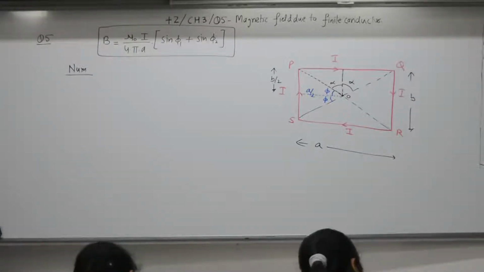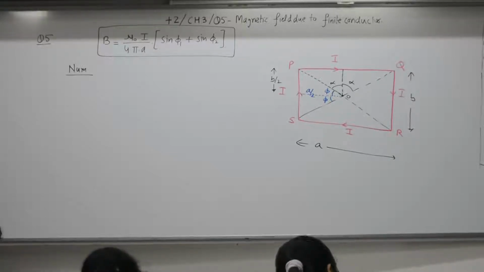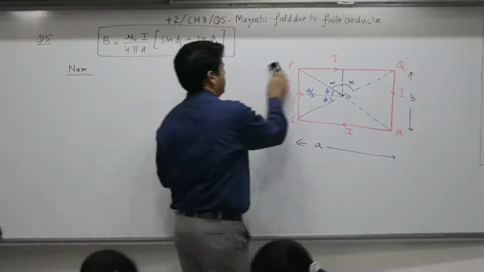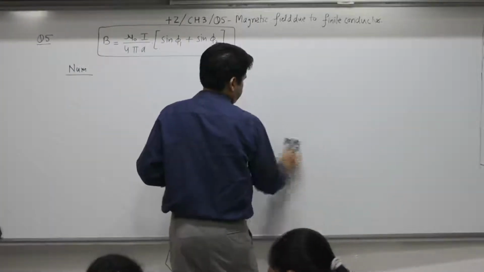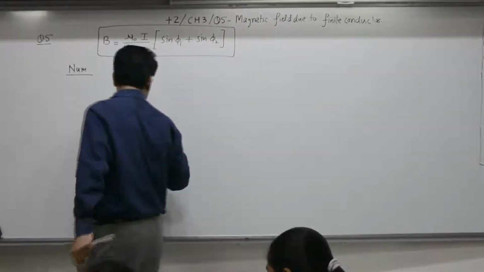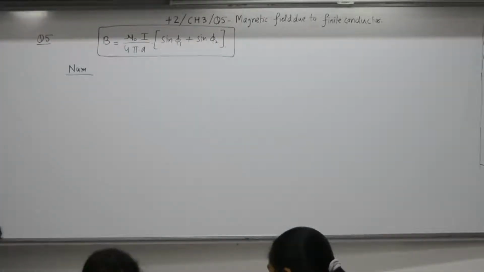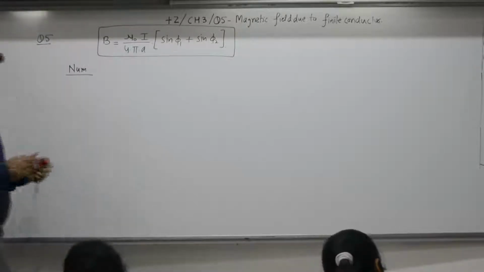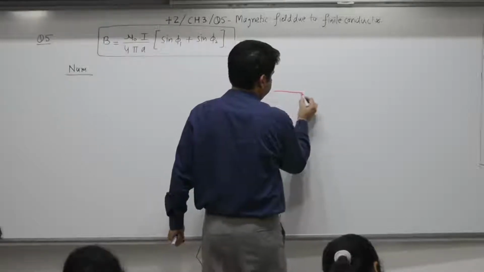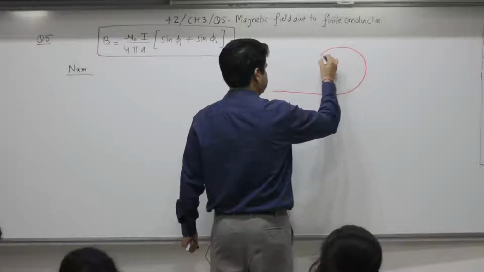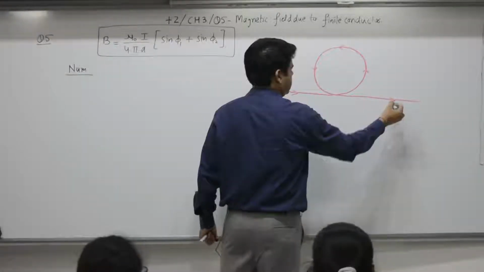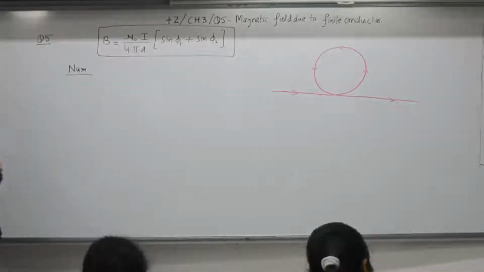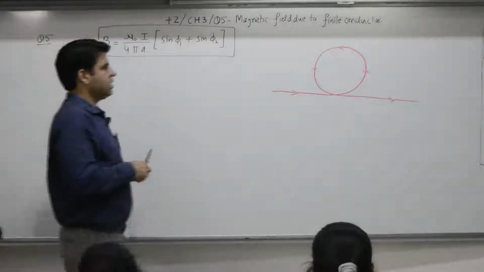An electric current of I amperes is flowing in a long conductor as shown in the figure. Find the magnitude and direction of the magnetic induction at center O of the circular part. Draw the diagram. It is of this type. There is a wire from infinity, then there is a circular loop, and the current again moves to the right. Radius is R, current is I.